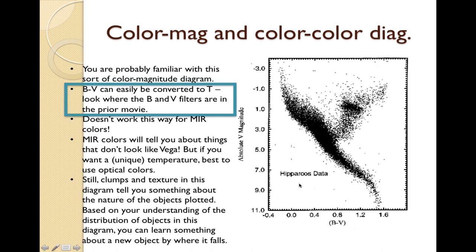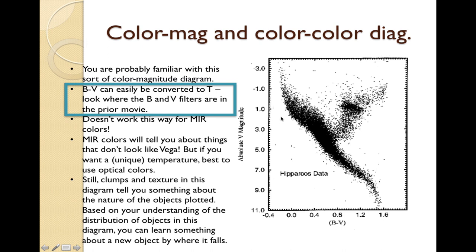So you've probably seen color magnitude diagrams like this, where you have the absolute V magnitude on this y-axis, and B minus V on the x-axis. Because of that movie that I just showed you, where B and V are near the peak of that SED curve, you can map B minus V colors to temperature. And once you've converted V magnitudes to absolute magnitudes, in other words, compensated for distances, you can map this to how bright each individual star is compared to the others.